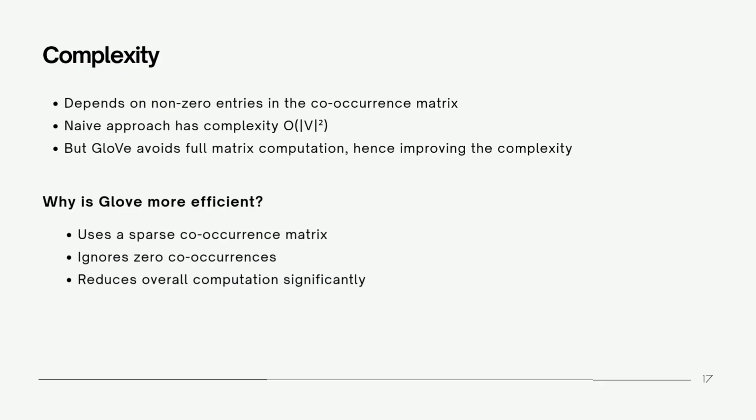Let's talk about efficiency. If we naively compute the full co-occurrence matrix, the complexity would be very high. It would be on the order of the square of the vocabulary size. But GloVe optimizes this by using sparse matrices and ignoring the zero entries. This significantly reduces the computation and makes the model scalable.